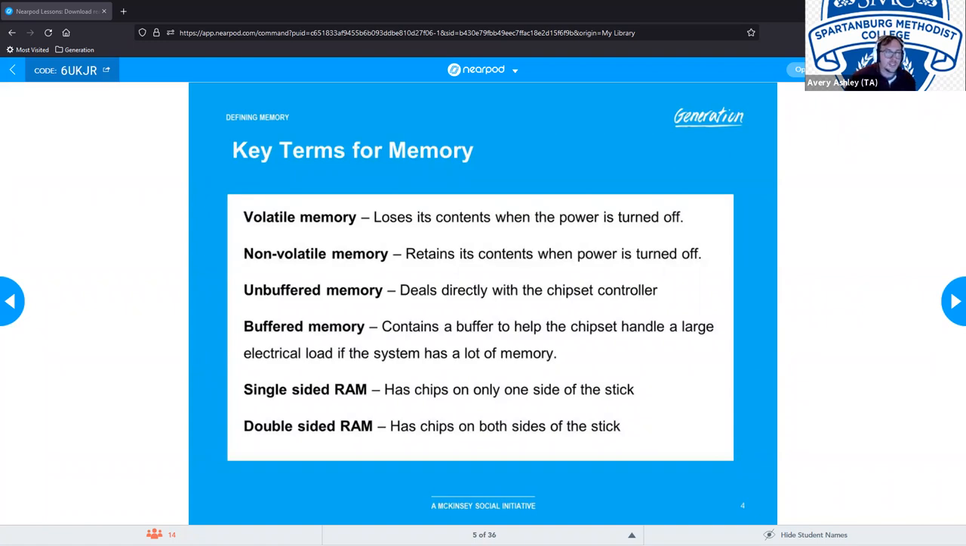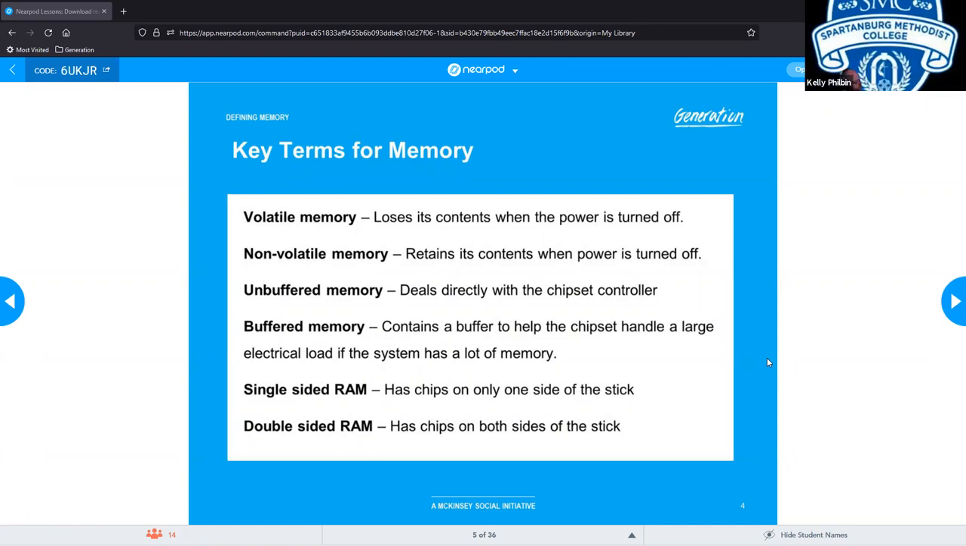And then we have our single-sided and double-sided RAMs. So single-sided has chips only on one side of the stick, whereas double-sided will have chips on both sides of the stick. And we'll be showing pictures of it in a little bit.